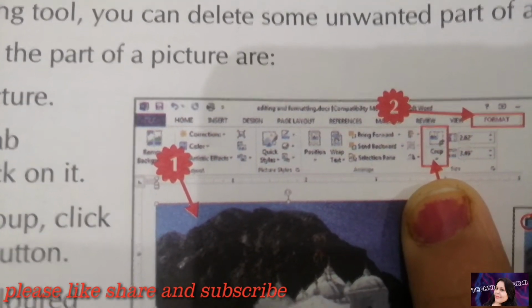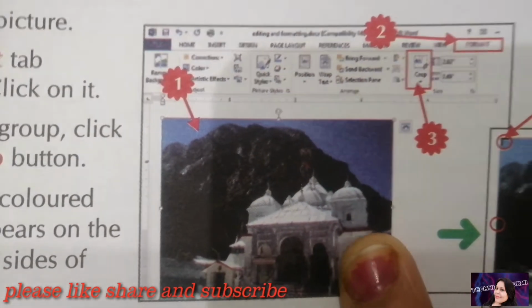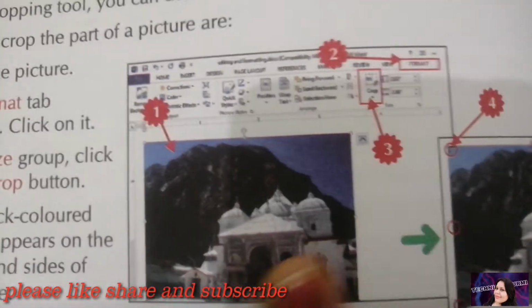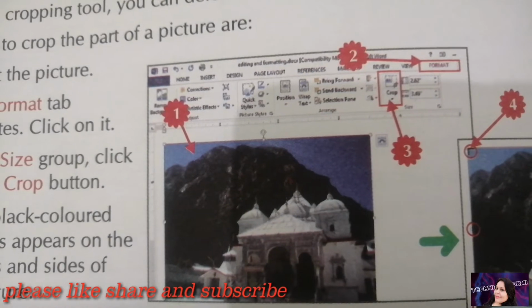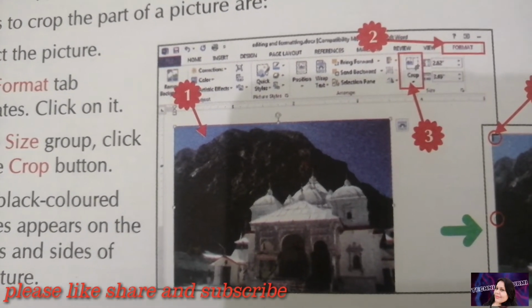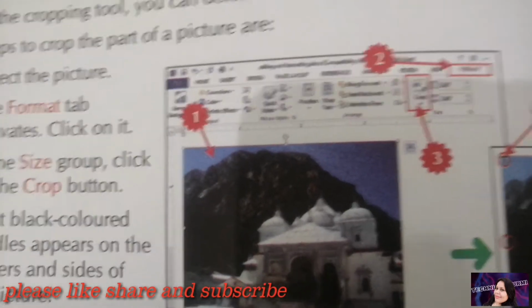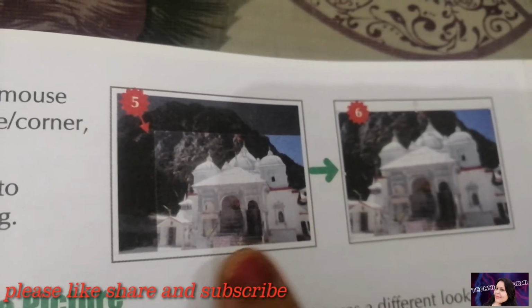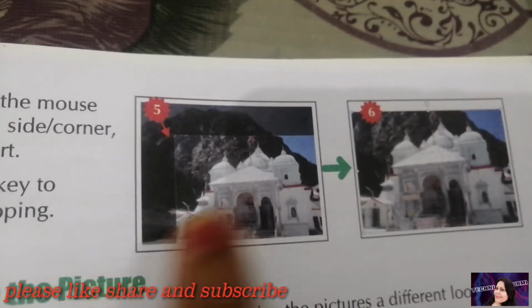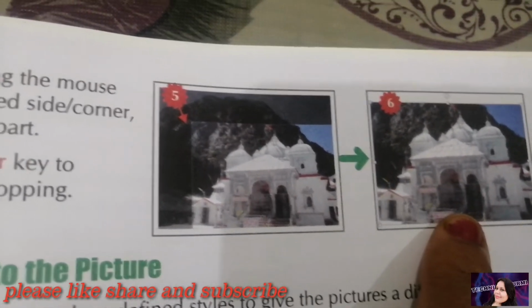When you click on this, your picture will be highlighted, and then you can select the part which you want. The rest of the part, the unwanted part, will be cropped or cut properly. Now you can see in this image easily where the cropping was done, the unwanted part is removed, and this is the actual picture.